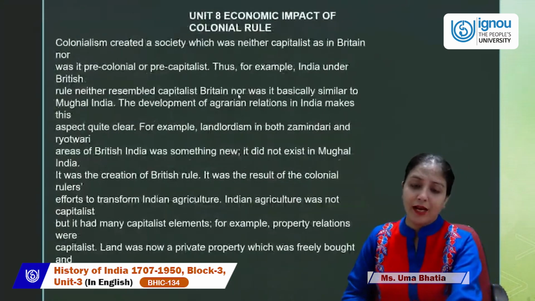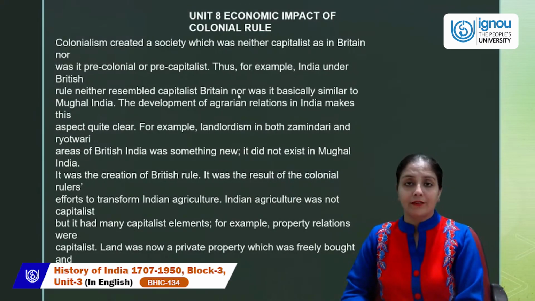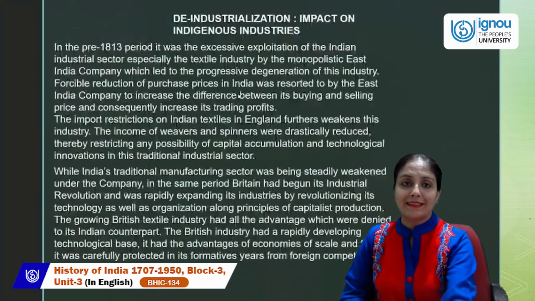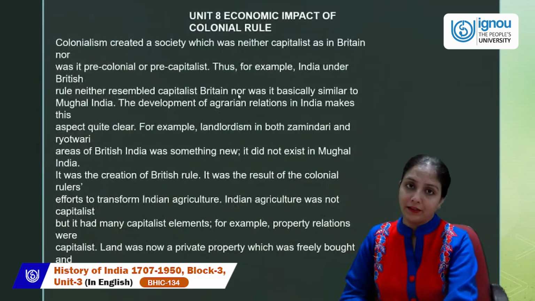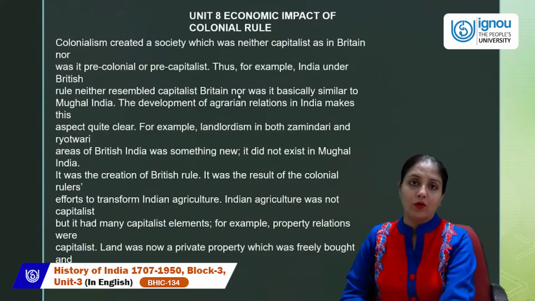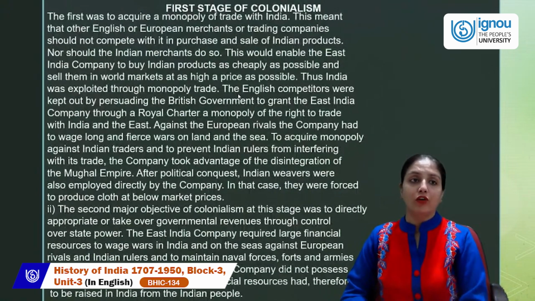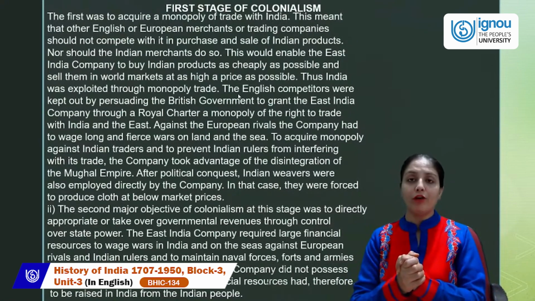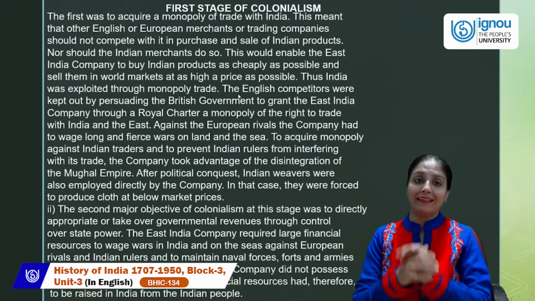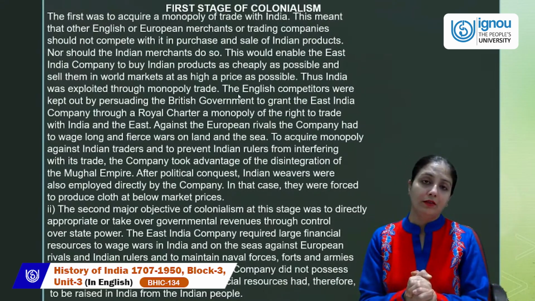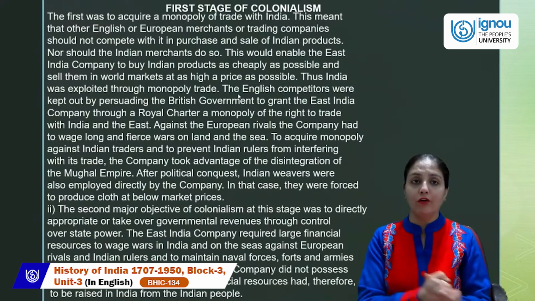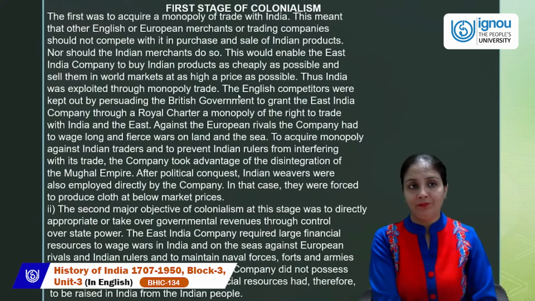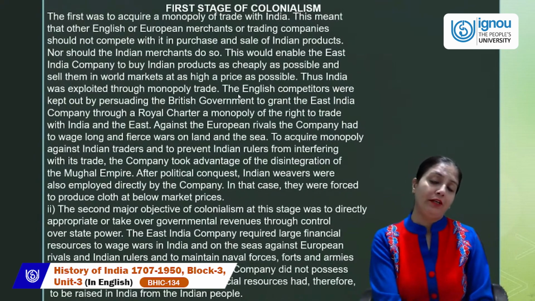Next, we have divided colonial rule into three stages: the first stage, the second stage, and the third stage. After that, we will see the impact of the colonial government on Indian industries and markets. The first stage of colonialism was to acquire a monopoly of trade with India. Monopoly, as I told you earlier, means extended control over trade.